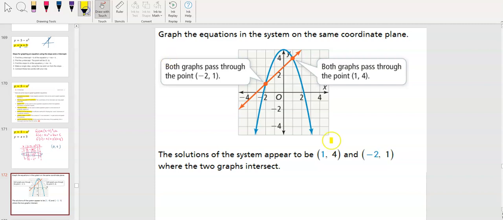Now the blue is highlighted here. This first point is in a different color because remember, the answers to my quadratic equations are my x's. So these are kind of my x values. And then the points where they intersect show me the answers to both equations.